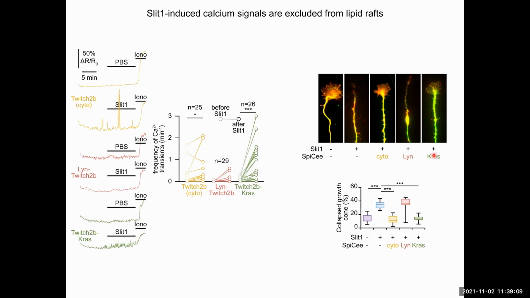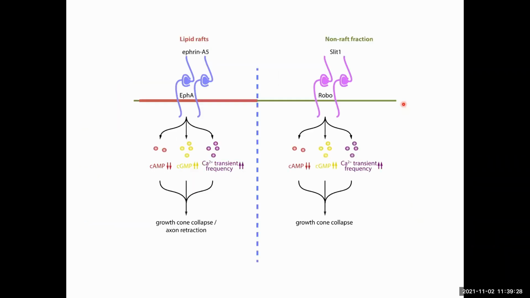And preventing calcium signals outside lipid raft is sufficient to prevent the growth cone collapse, and altering the calcium signal in lipid raft didn't affect the growth cone collapse. So as a summary, we have similar signals: in lipid raft for ephrins, outside lipid raft for SLIT1. And in both cases, it is a decrease in cyclic AMP, an increase in cyclic GMP, and an elevation of the frequency of calcium transients.